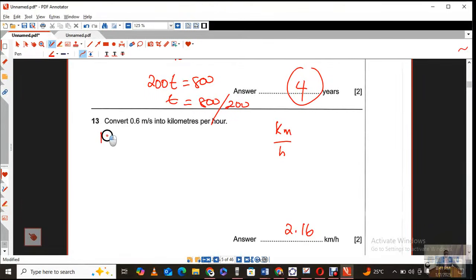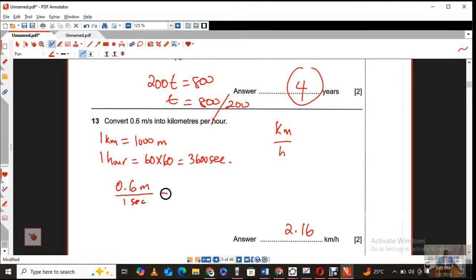So we know that 1 kilometer is equal to 1,000 meters. And we also know that 1 hour is equal to, very important, 3,600 seconds. So that means if I have 0.6 meters, so that's 0.6 meters over 1 second, I'm going to change. So moving from meters to kilometers, I'll have to divide by 1,000.